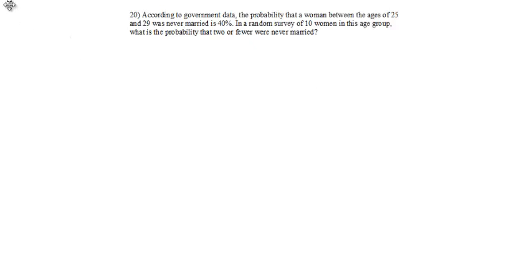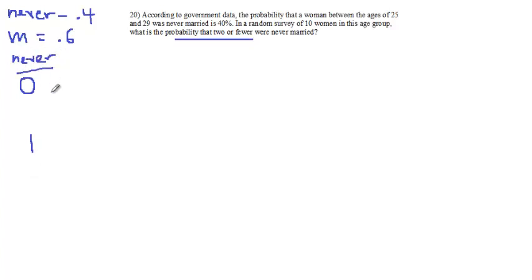Okay. First thing we need to realize is that there are 2 probabilities here. I'll use n for never married, and the probability of never married is 0.4. That's 40%, and the probability of m for married we'll use as 0.6. Now they ask you what is the probability that 2 or fewer were never married. So there's really 3 possibilities here, and we've got to figure them out one at a time. We've got to figure out the probability that 0 of them were never married, the probability that 1 of them were never married, this is our little column for never married, and the probability that 2 of them were. And then we get the 3 probabilities, and then we'll add them up.